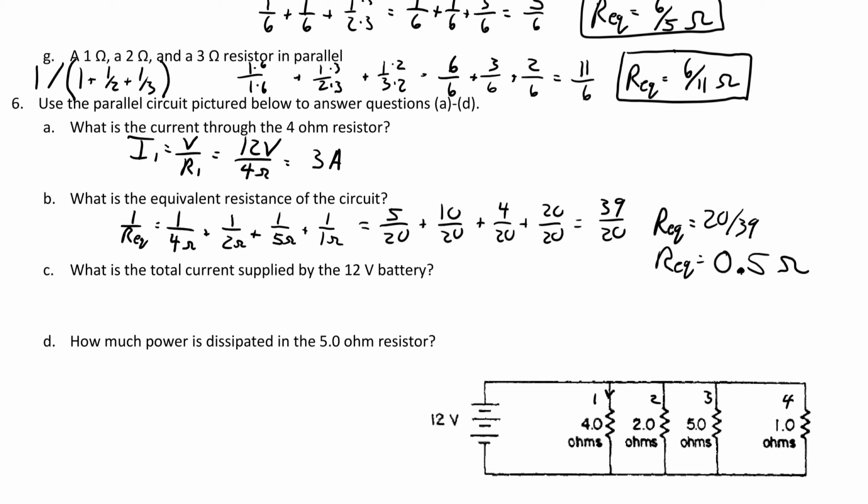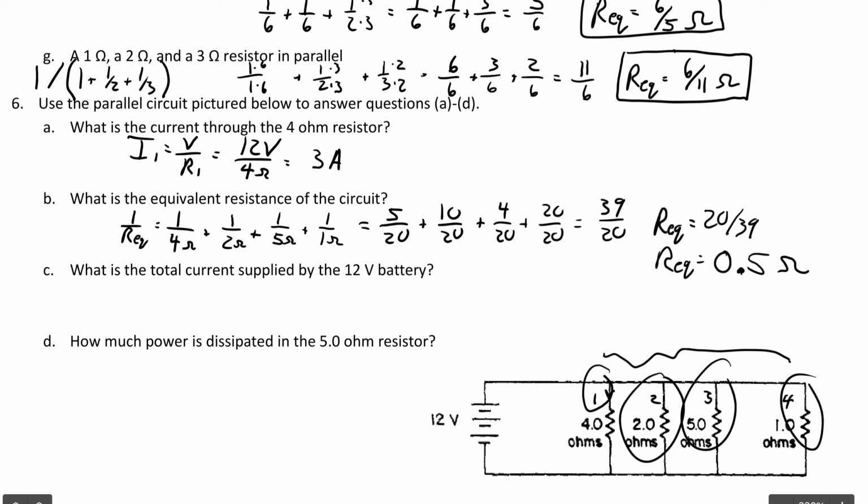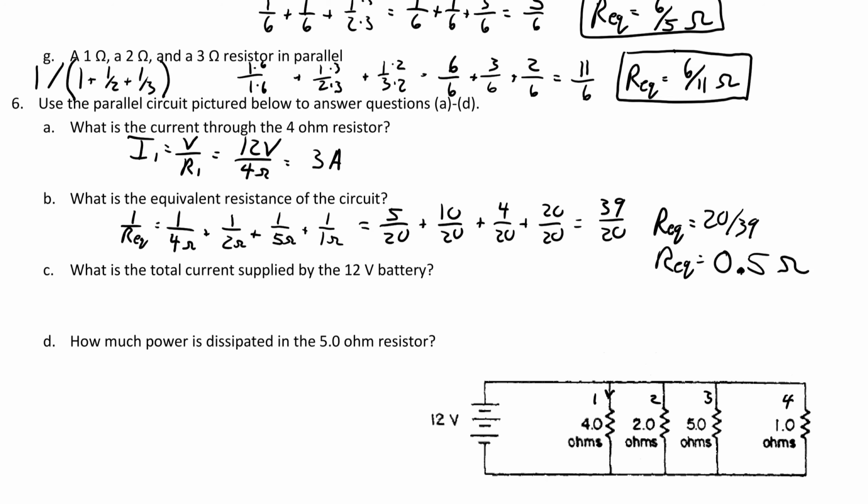Now C says, what is the total current supplied by the 12-volt battery? Well, you could go through, and we figured out the current through this branch already was 3 amps. If you wanted to, you could do I is equal to V over R here, here, here, add all 4 of them together, and that'll give you the total current. But that seems like a lot of work for no reason.